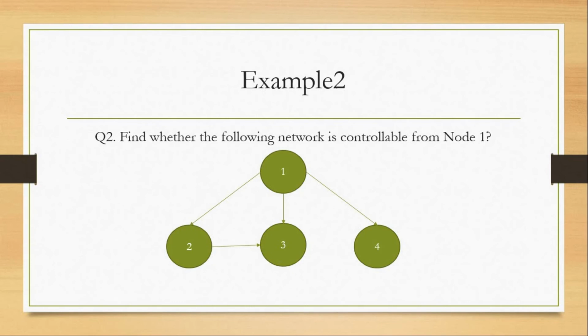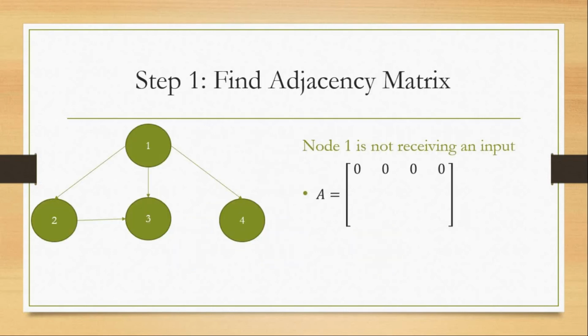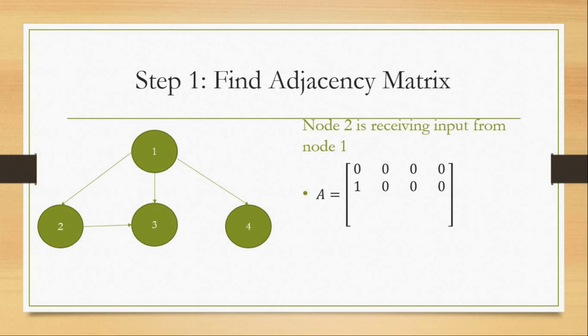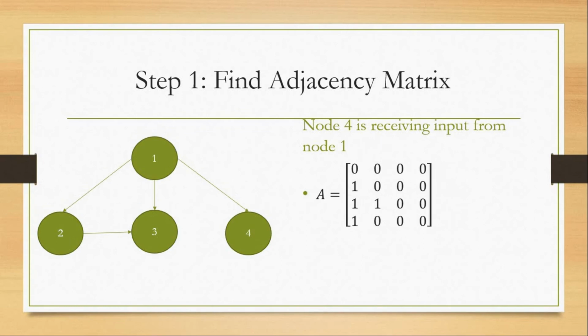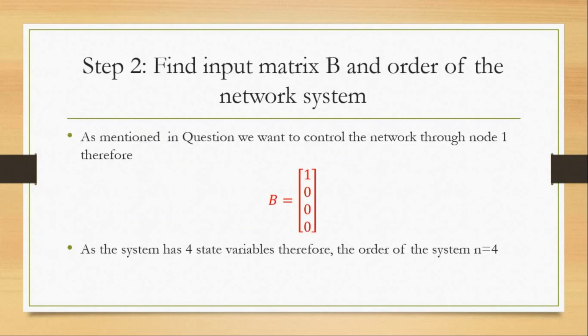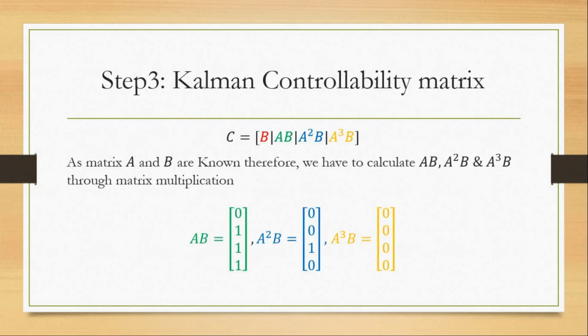Here is another example where we have to control the network from node 1 and it contains 4 nodes. As node 1 is not receiving any signal from node 2, 3 or 4, therefore the first row will be equal to 0. The second node is receiving a signal from node 1, therefore it is equal to 1 0 0 0. The third node is receiving a signal from node 1 and 2, therefore it is equal to 1 1 0 0 and the fourth node is equal to 1 0 0 0. The vector B will be equal to 1 0 0 0 because we have to control it from node 1, and as there are 4 nodes, the order of the system n is equal to 4.